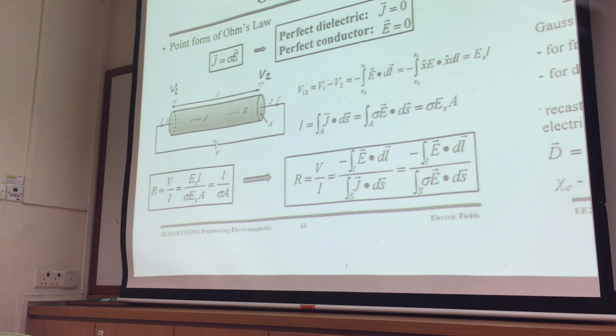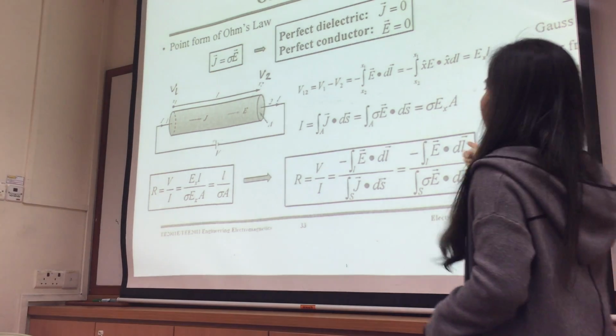Perfect dielectric means the conductivity is 0, right? Perfect dielectric means conductivity is 0. If it is a perfect conductor, that means the conductivity is infinity, but the E field is 0.